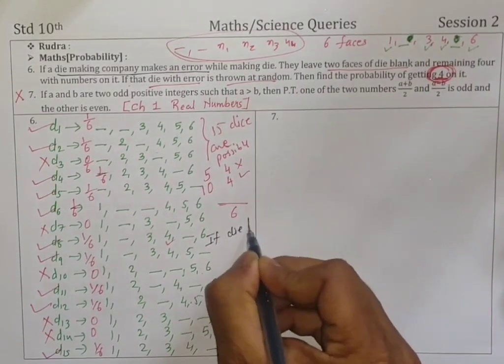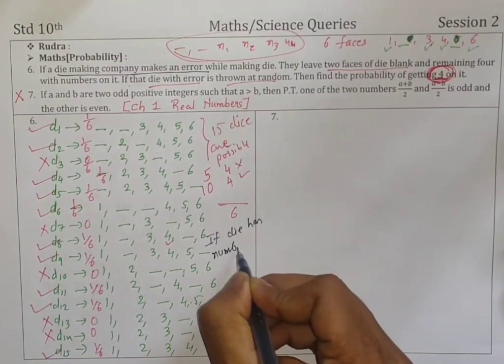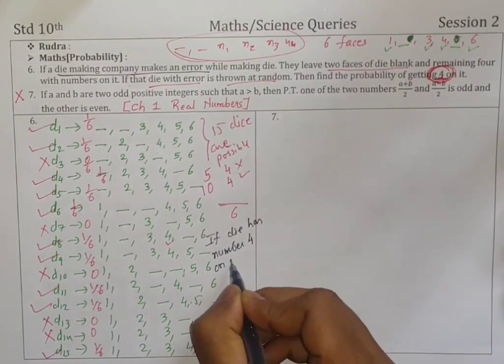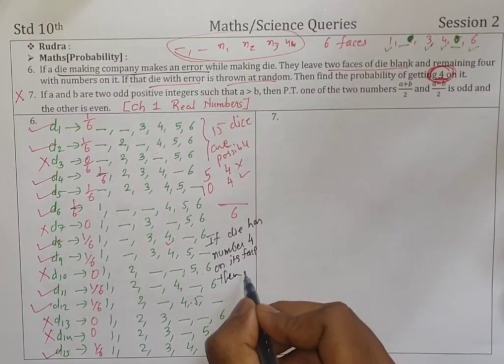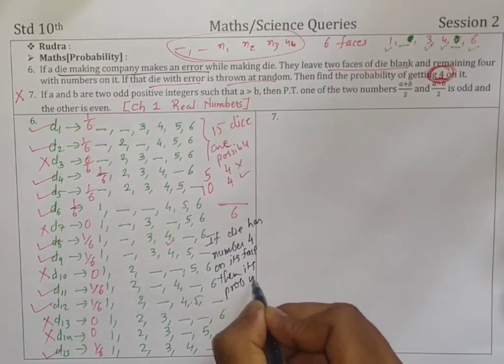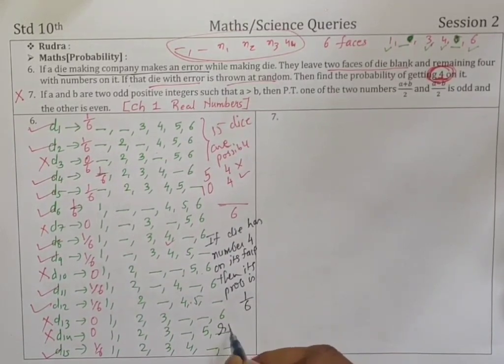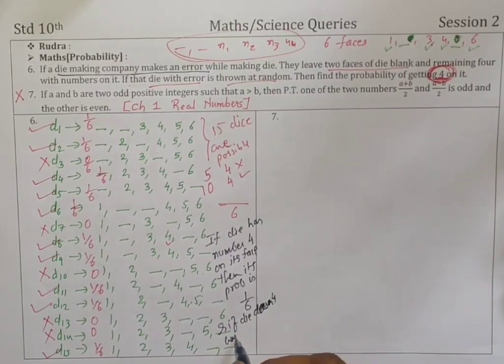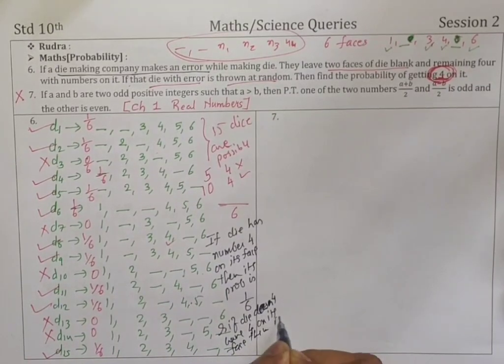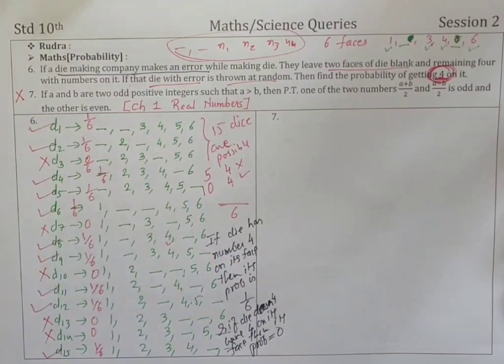If the die has number 4 on its face, then its probability is 1/6. And if the die doesn't have 4 on its face, then its probability is 0. Clear, children? Okay. The last one.